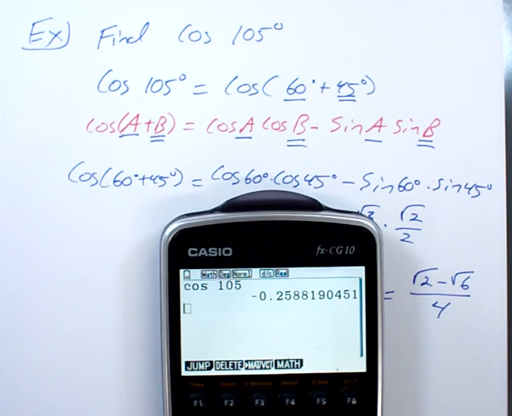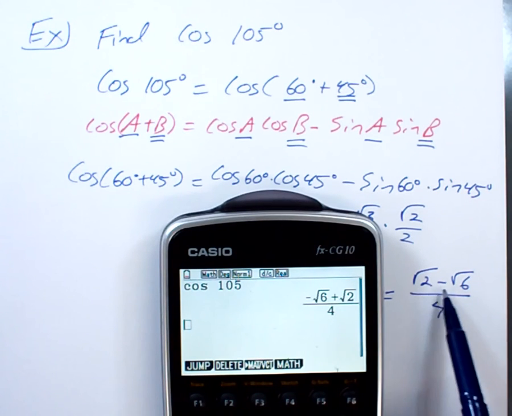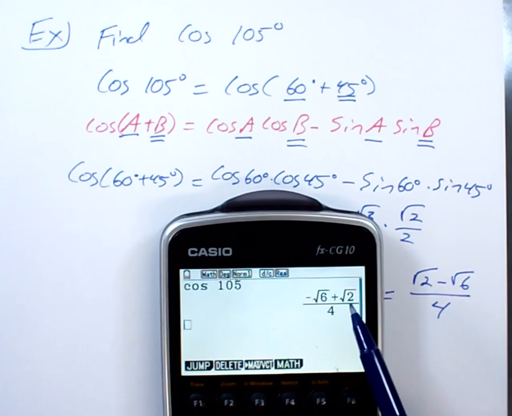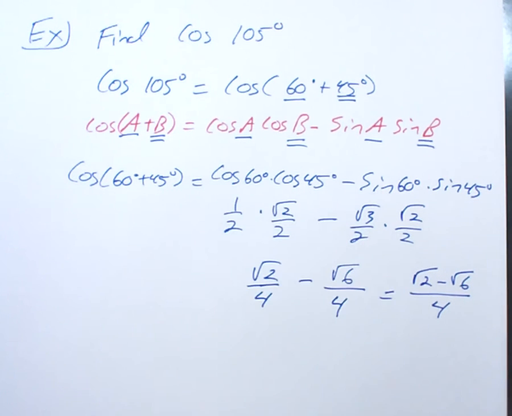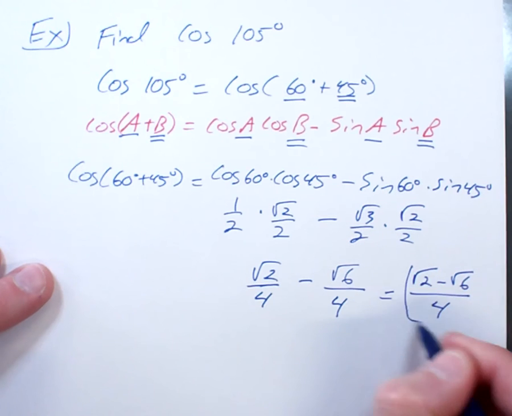If you have a Casio, it'll actually give that to you. Looks a little different, doesn't it? But it's the same thing. Instead of positive square root of 2 minus square root of 6, this one has negative square root of 6 plus square root of 2. But it's the same thing, right? It just depends on what you use for your A and what you use for your B in terms of what's where. That's all. Okay? But there's our exact value for cosine of 105.